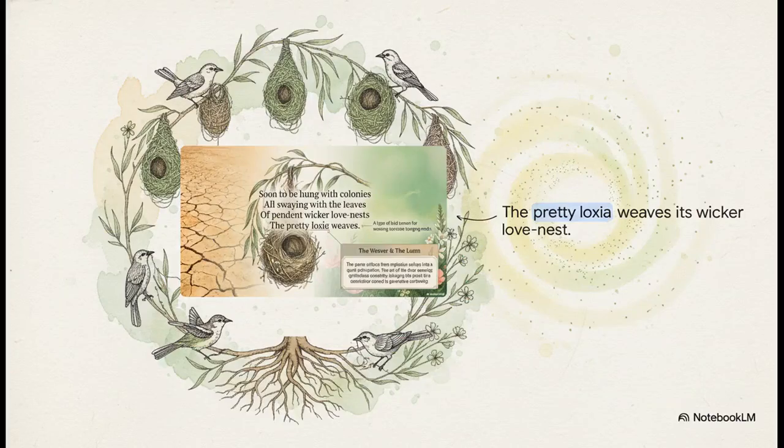And look at where we end up. We zoom in completely on the tiny loxia bird industriously weaving its pendant wicker love nest. Do you notice how the tone softens right here? The poem doesn't end with some massive cosmic explosion, but rather with quiet, intimate, and continuous creation. The whole act of weaving is a symbol of sustained life and creativity. That explosive, dramatic start has settled into the beautiful, everyday routine of nature, just continuing its lineage.